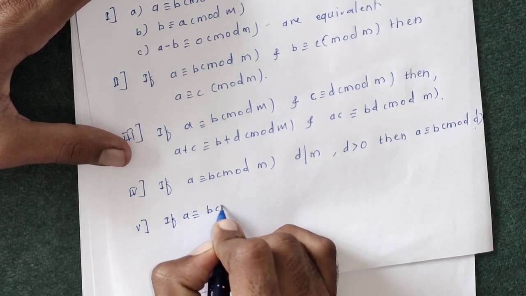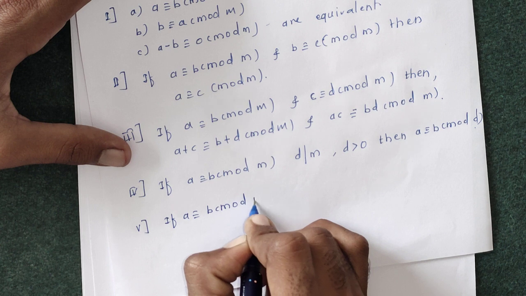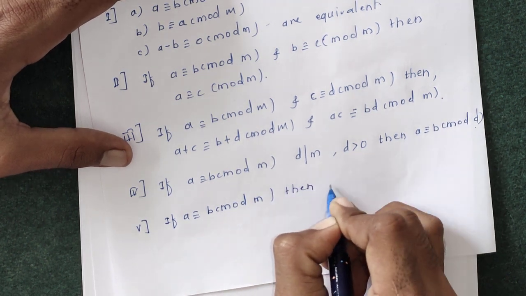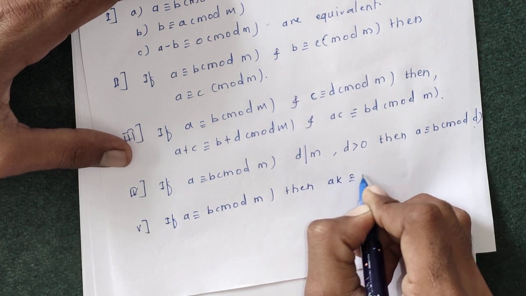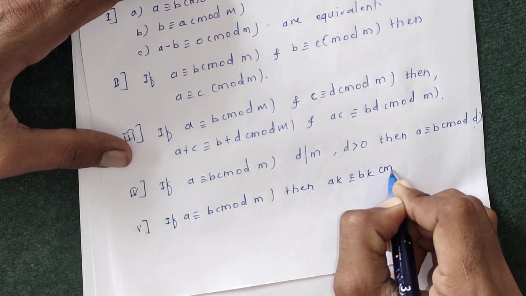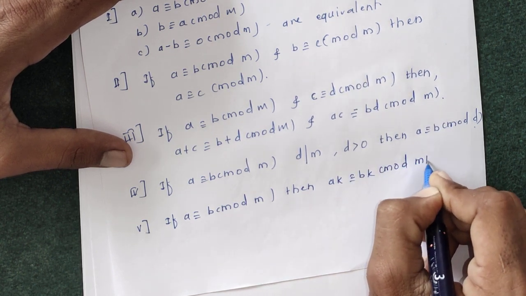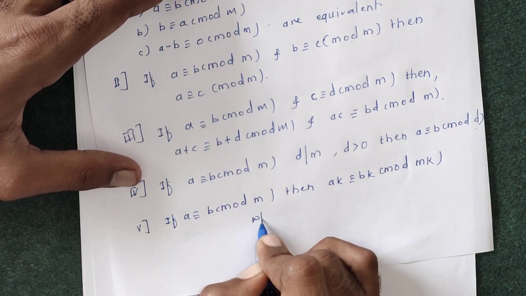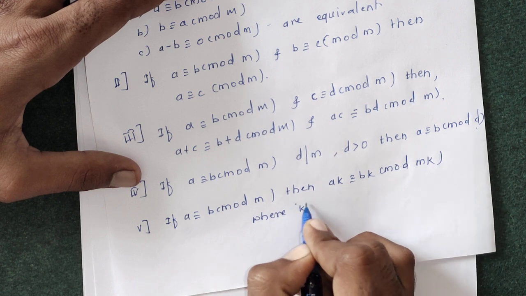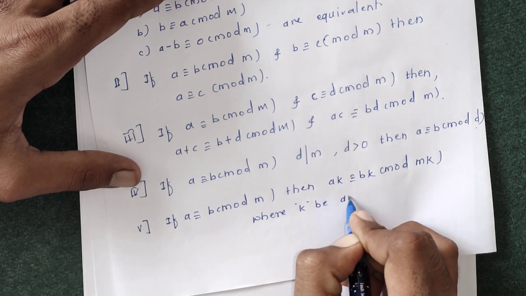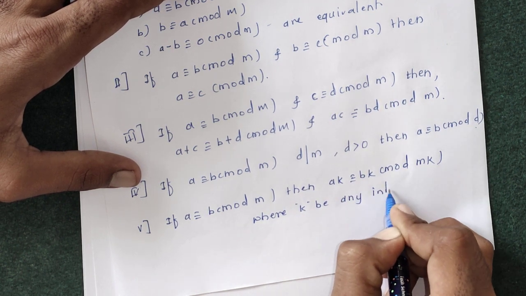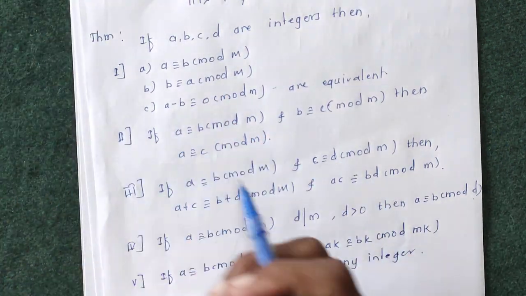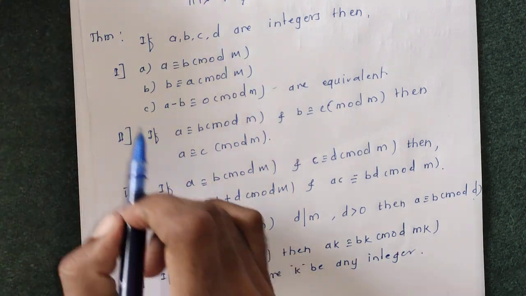Now the fifth statement is: if A is congruent to B mod m, then Ak is congruent to Bk mod mk, where k is any integer. Now we are going to prove all these statements. So the proof of the first statement.